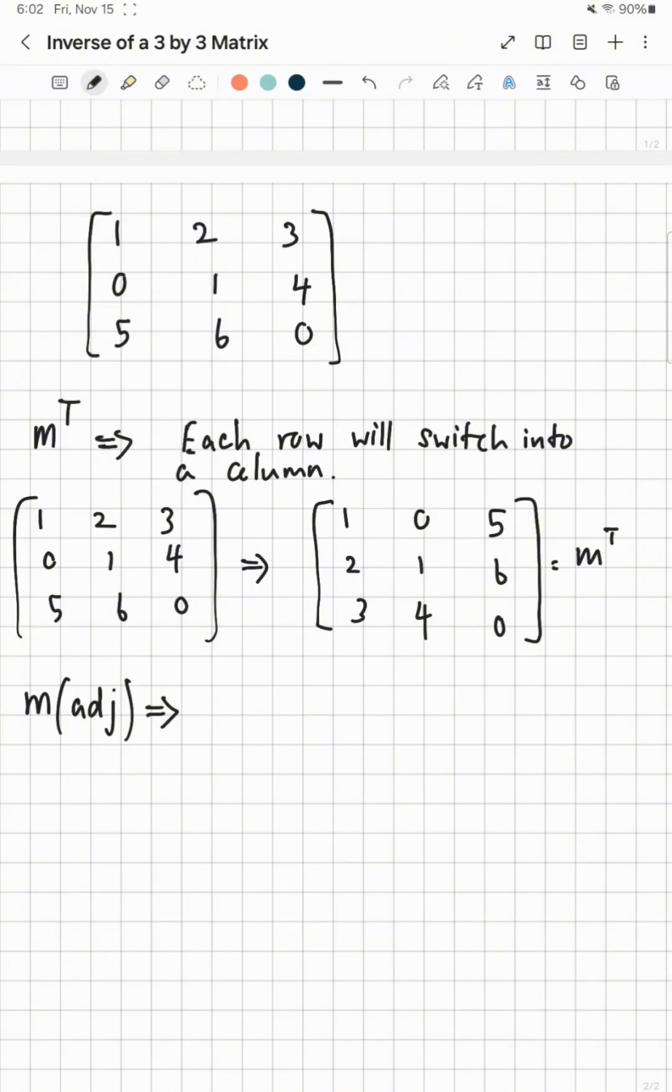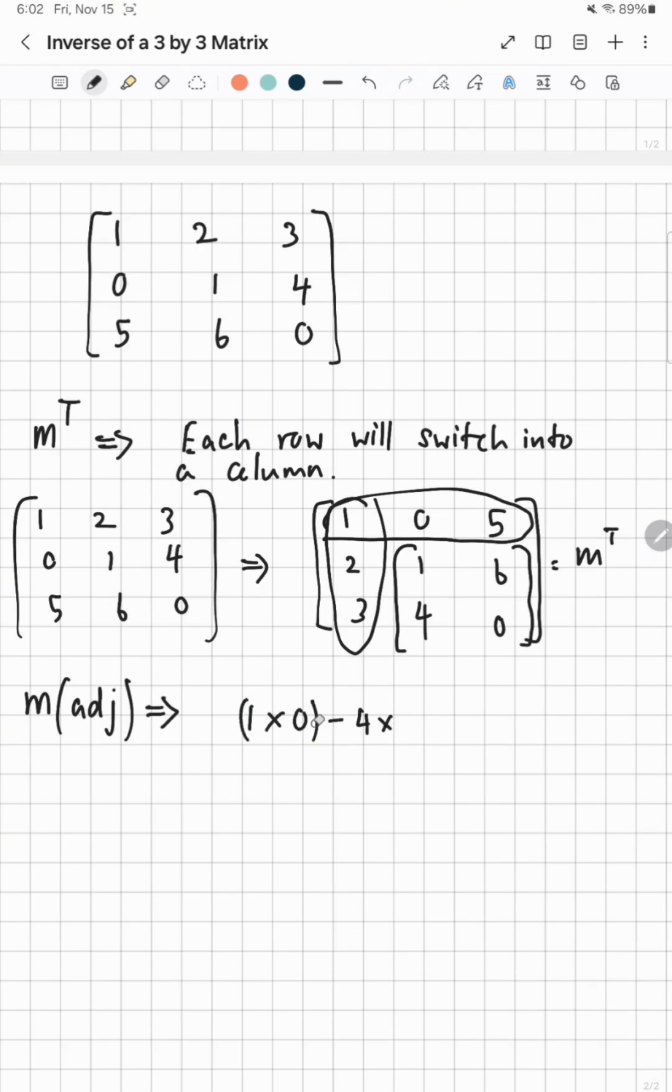And now you have to find the matrix adjugate. So now you're going to write down the transpose matrix, and you cross the first row and the first column. With the numbers remaining, you do the same thing we did for the determinant, but it's only going to be the 4 numbers. So 1 into 0 minus 6 into 4. That's how it goes.